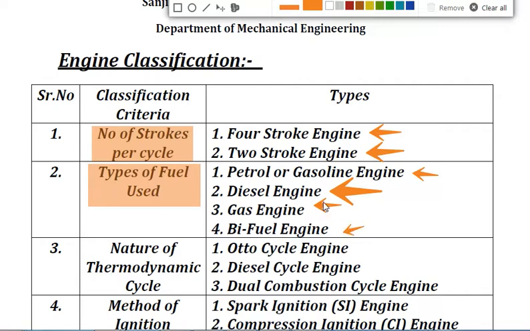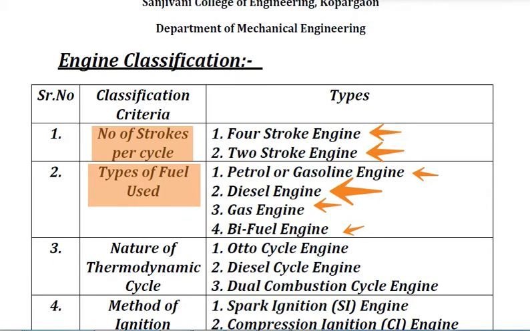Now what are gas engines? The engines which use gaseous fuel are called gas engines, whereas biofuel engines are those engines which can use both a liquid fuel and a gaseous fuel separately, and that is the reason why they are called biofuel engines. Biofuel engine means 2 fuels can be used separately.